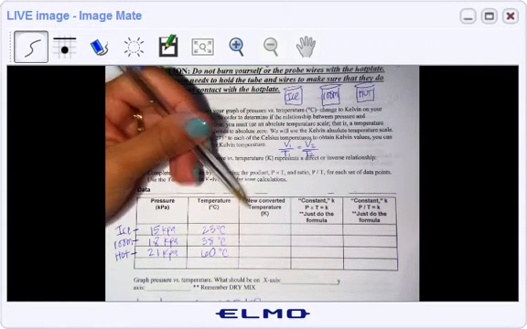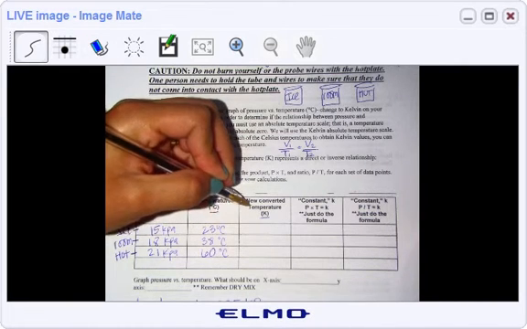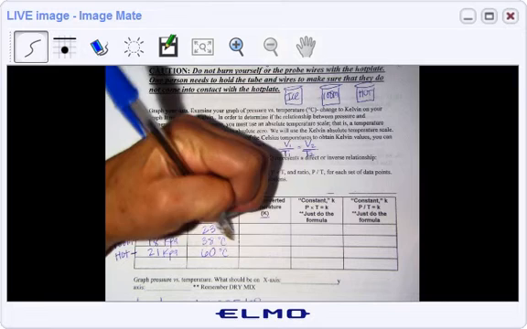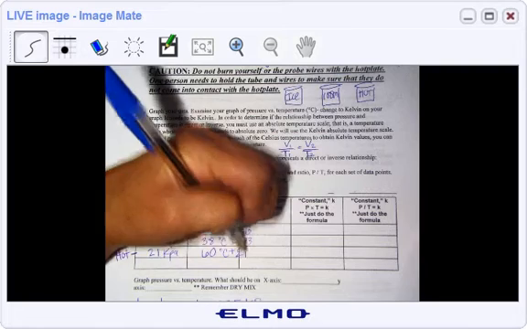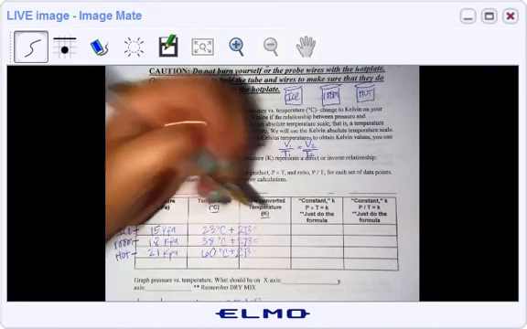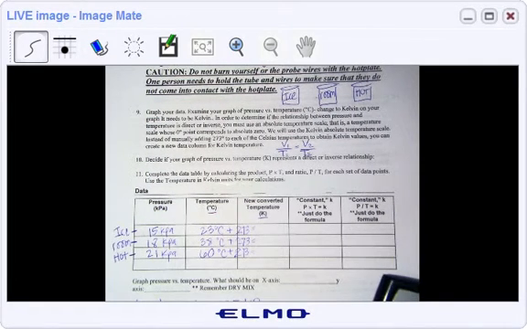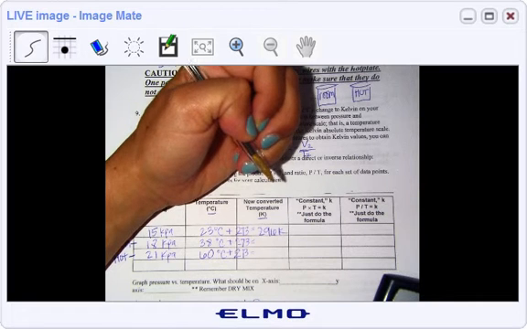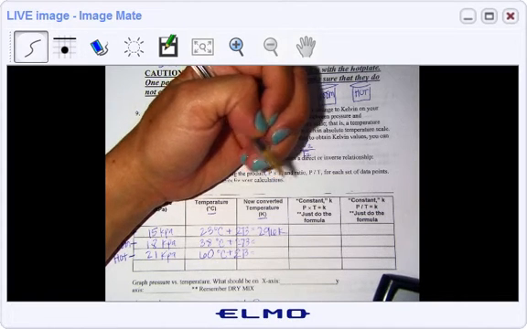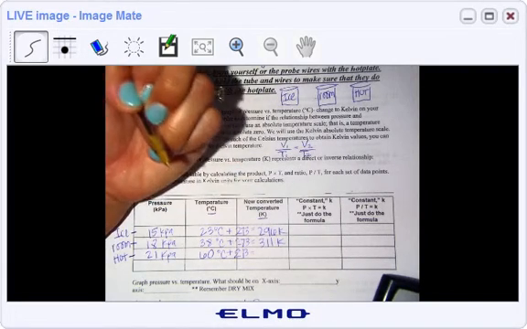The new converted temperature, because this is in Celsius and it needs to be in Kelvins. So to get your new converted temperature, all you do is add 273. Make sure you always convert your temperature to have it in Kelvins. So with your numbers, again, just add 273. Our numbers should not be the same.